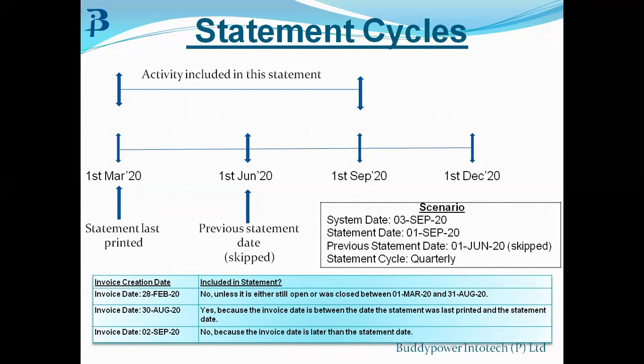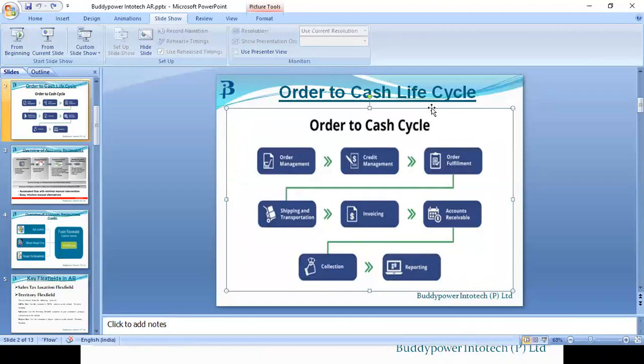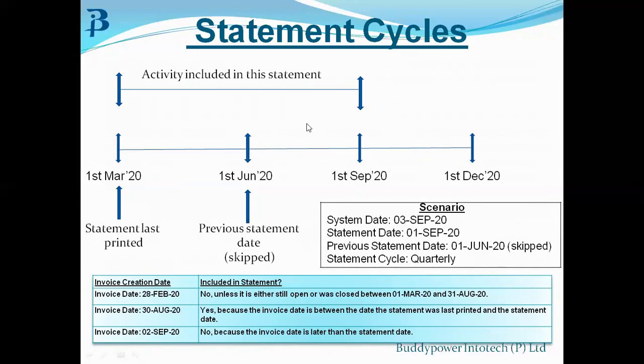Receivables includes all activities from the last time you printed a statement for a particular customer to the current statement date. Even if the customer's statement cycle is set up to skip printing on one or more statement dates, receivables also includes open debit items from prior periods in the statement.